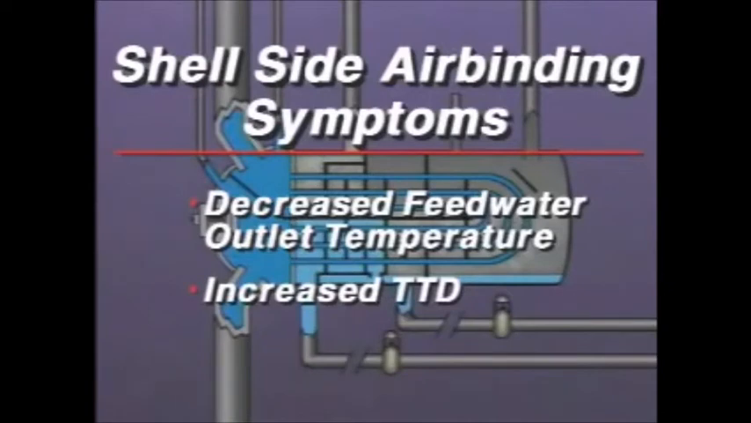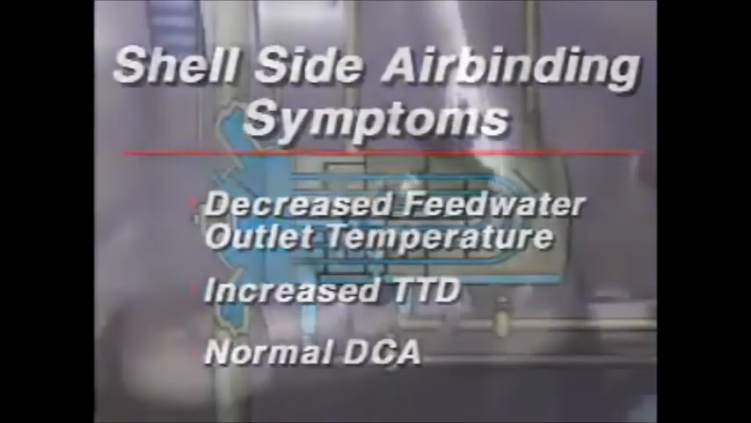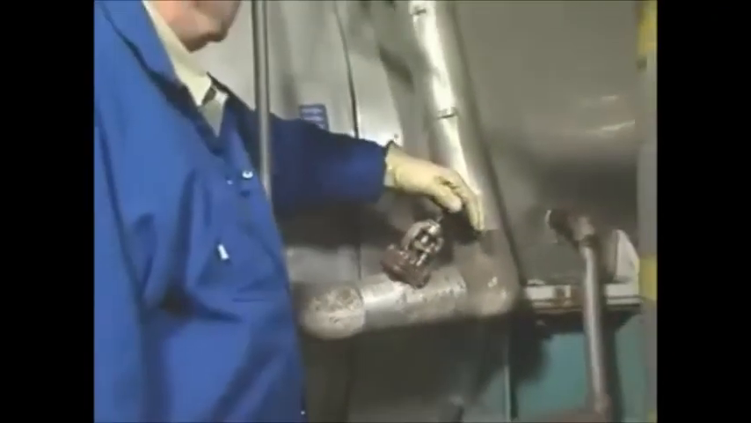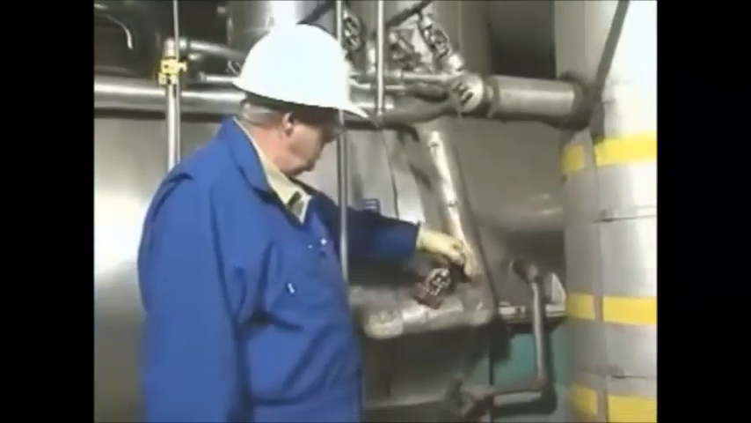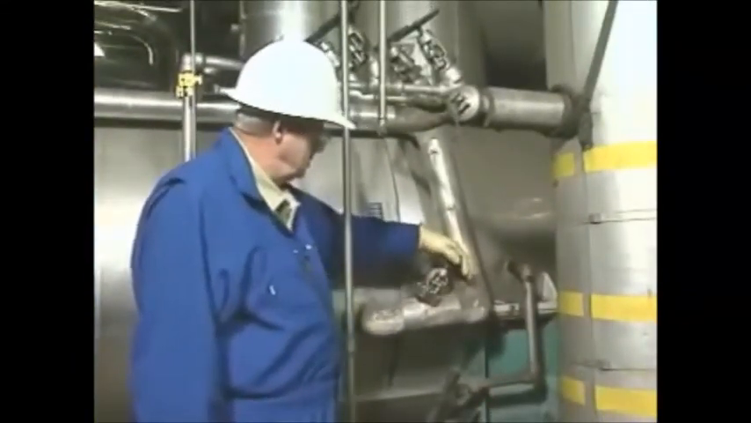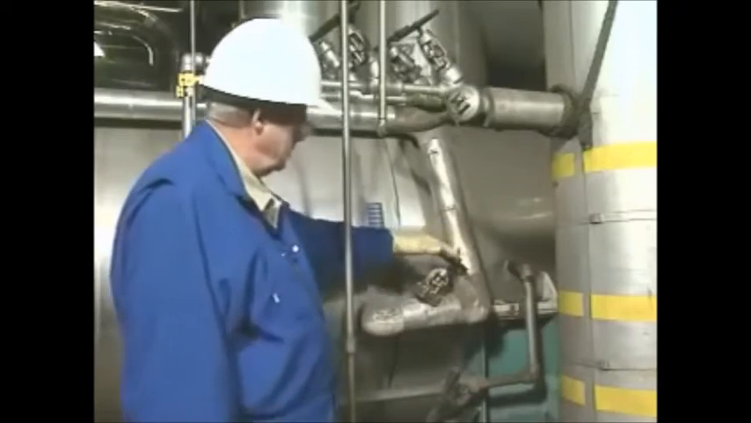The TTD, however, increases because the extraction steam temperature remains the same, even though the feedwater outlet temperature has gone down. The efficiency of the drain cooler isn't affected, so the DCA remains normal. You can usually correct the problem of air binding on the shell side of a heater by venting the shell side to remove the air. The TTD should then return to normal.